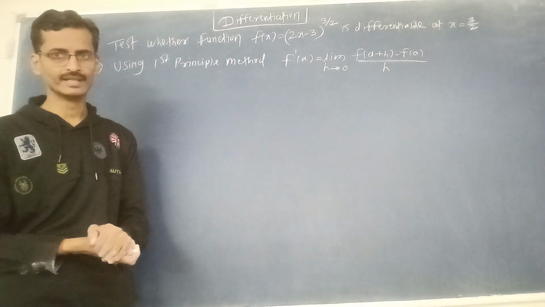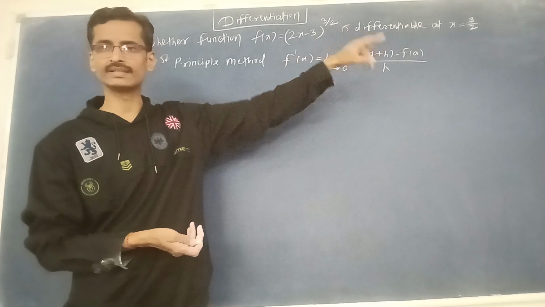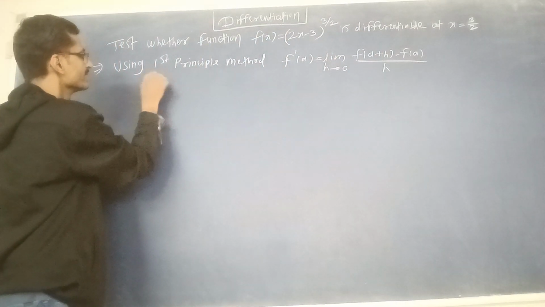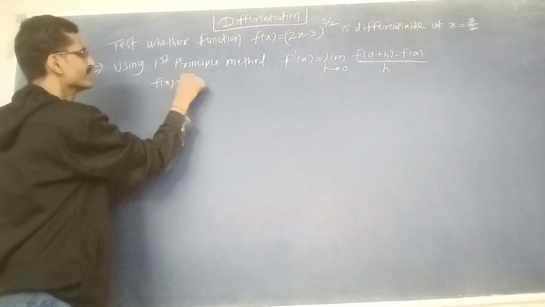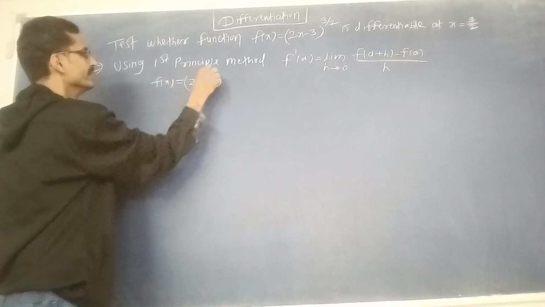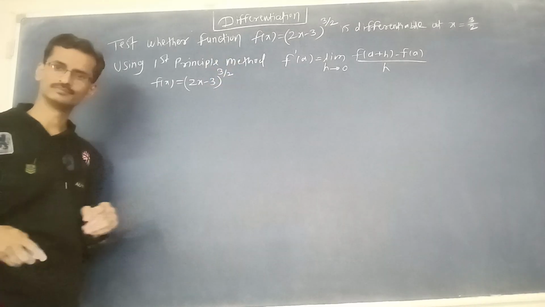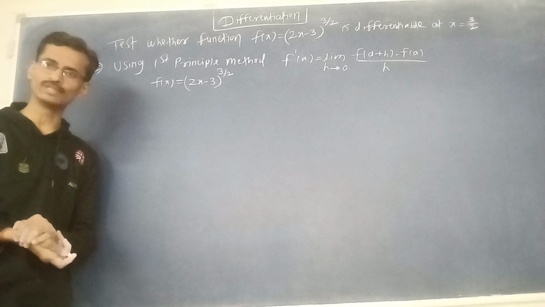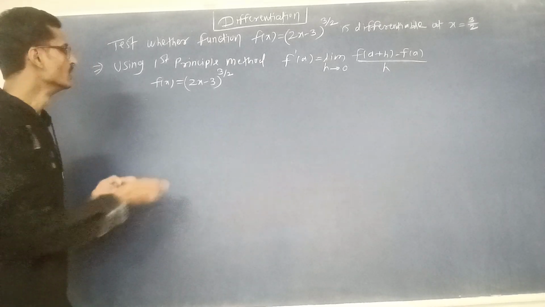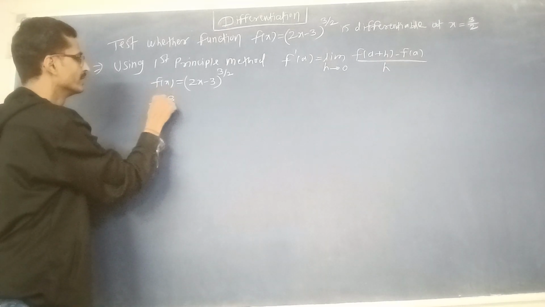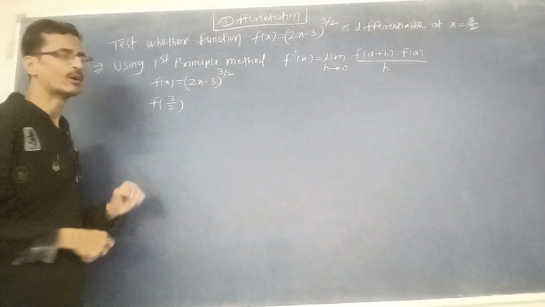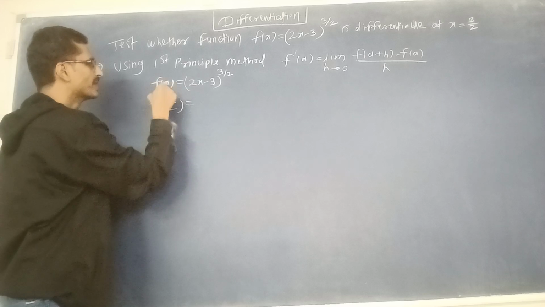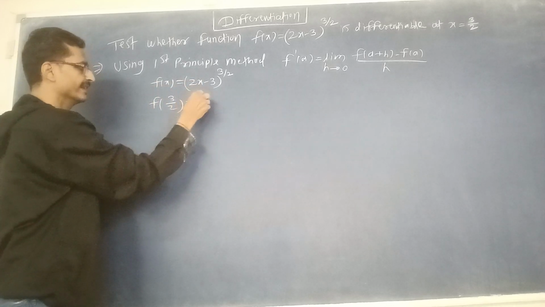Okay, so let us check here whether this function is differentiable at x is equal to 3 by 2 or not. That means our a is what? 3 by 2. So here given function is f of x is (2x minus 3) raised to 3 by 2. Now we want at x is equal to 3 by 2, that means a is 3 by 2. So let us find f of 3 by 2, that is find out f of a. So put x is equal to 3 by 2 here and here.